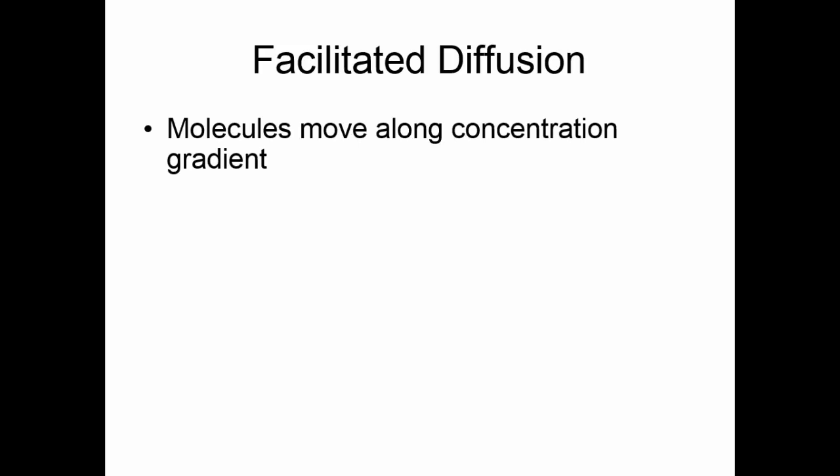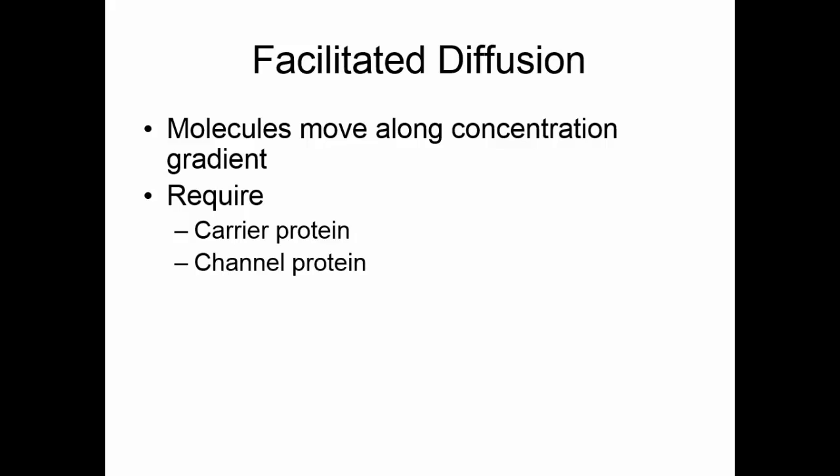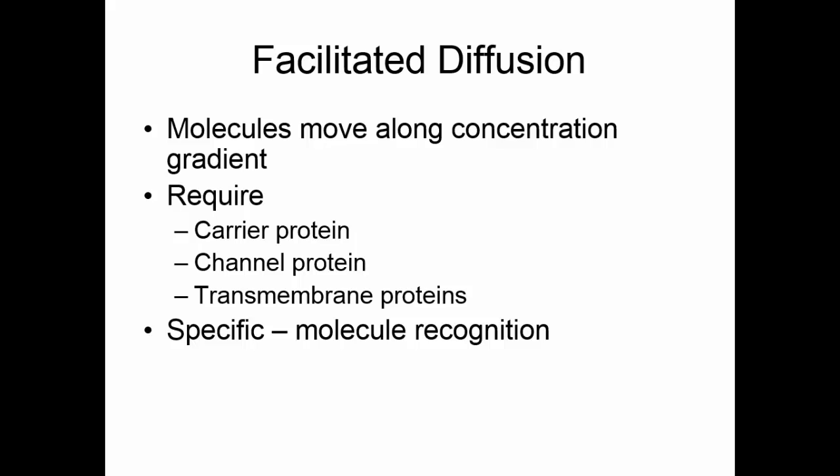In facilitated diffusion, molecules are still moving along the concentration gradient from higher to lower, but we have to have either a carrier protein or a channel protein. These are both going to be transmembrane proteins, those integral proteins that cross the entire membrane. Because proteins are involved and proteins have specific shapes, we have molecule recognition. So facilitated diffusion will have some specificity. Things like glucose, ions, and amino acids typically travel by facilitated diffusion.